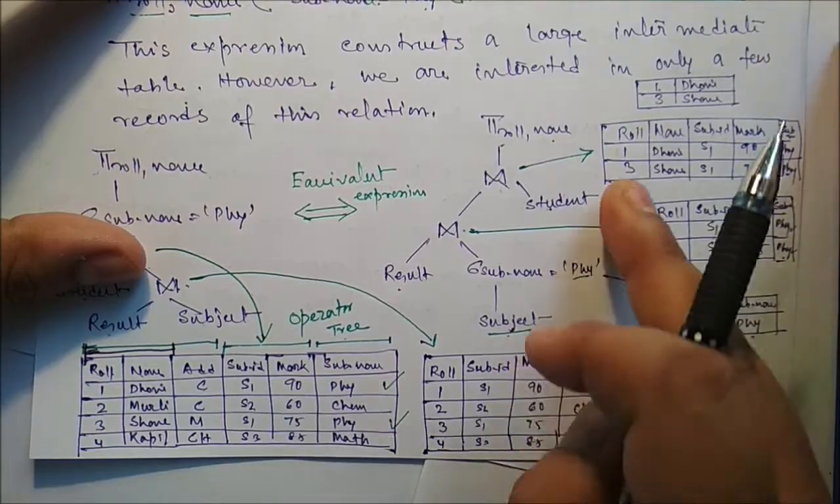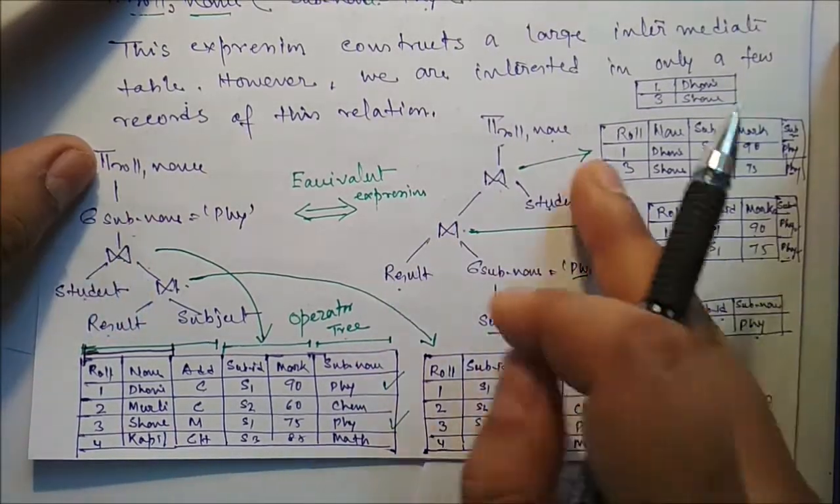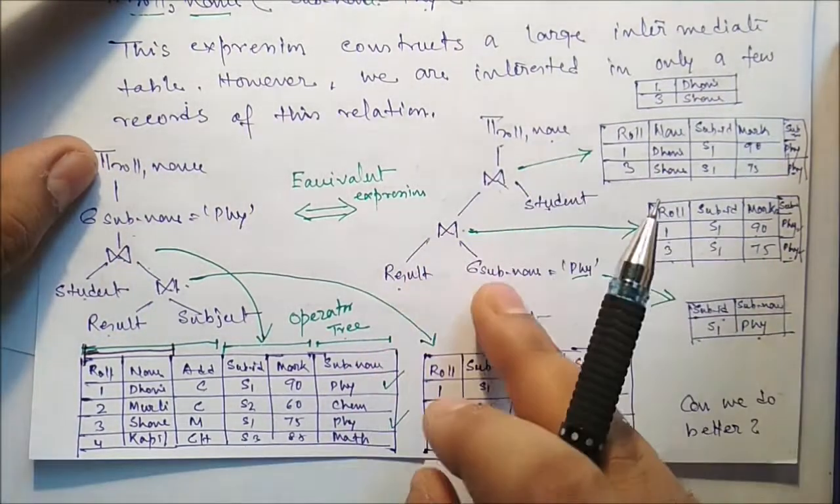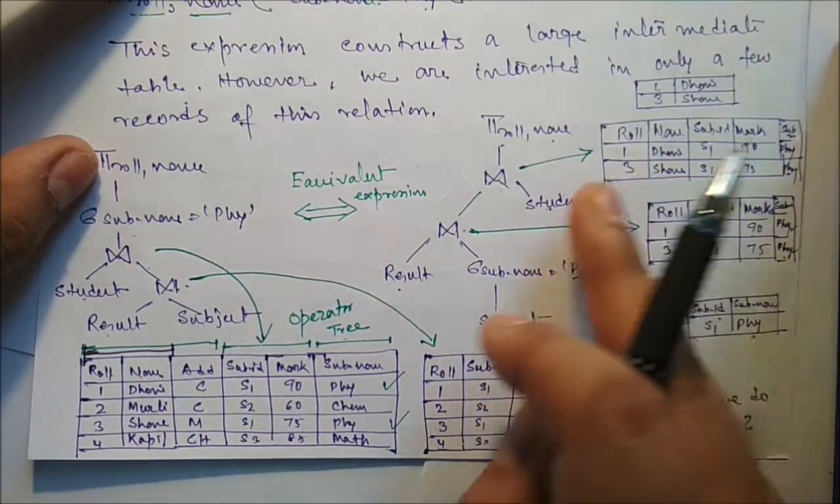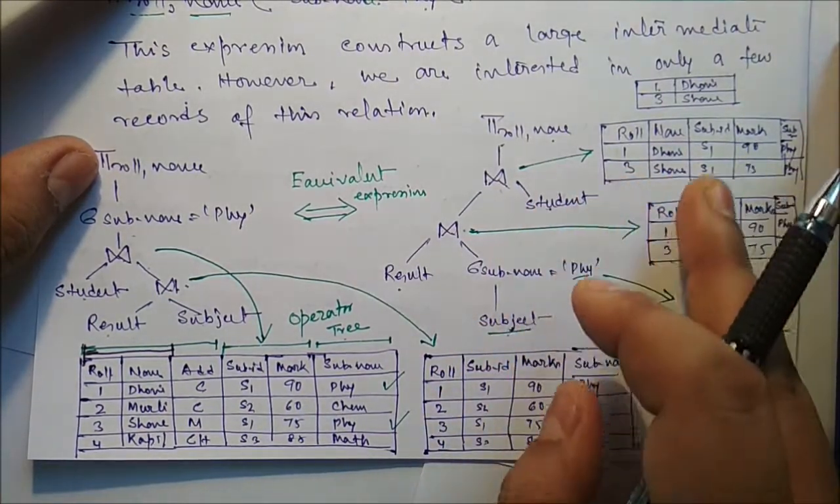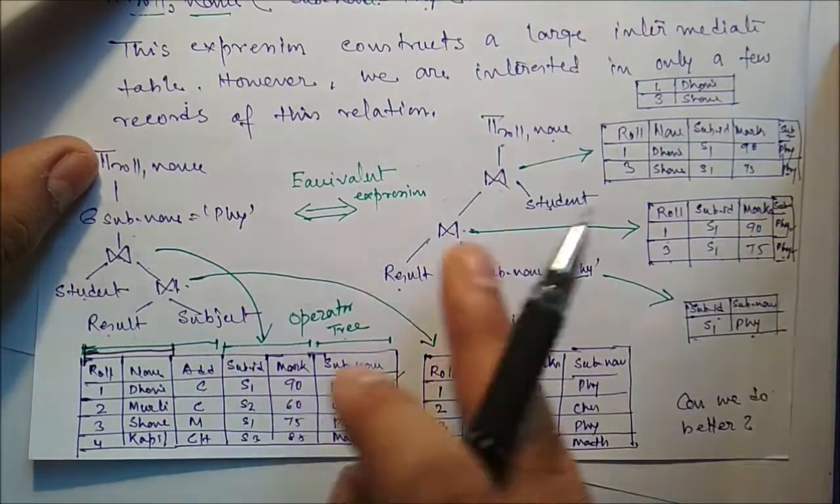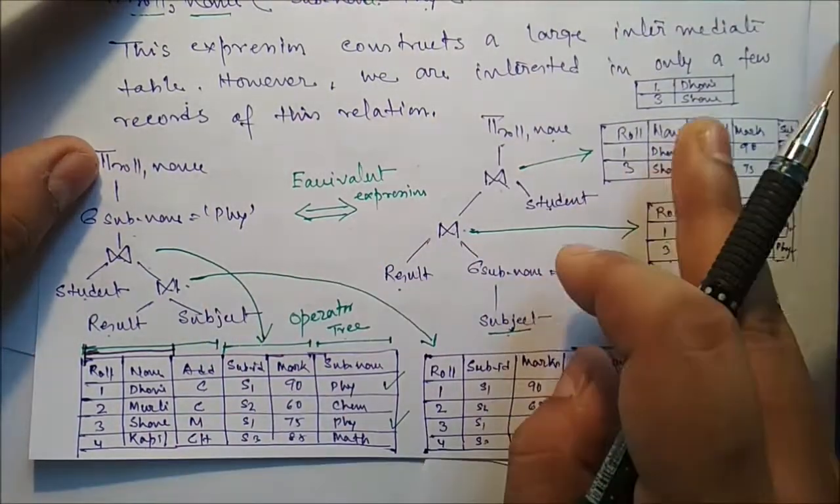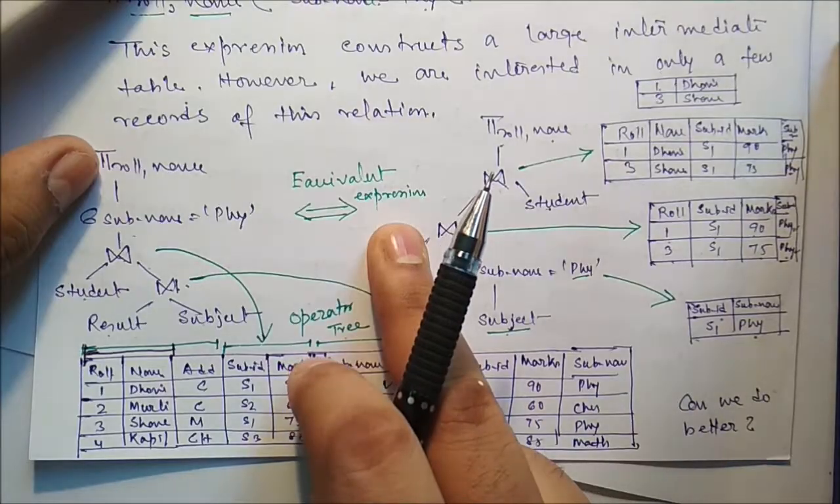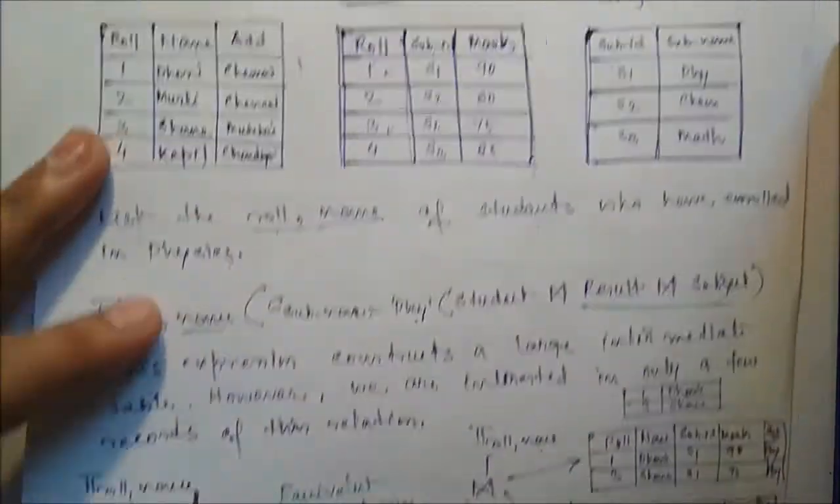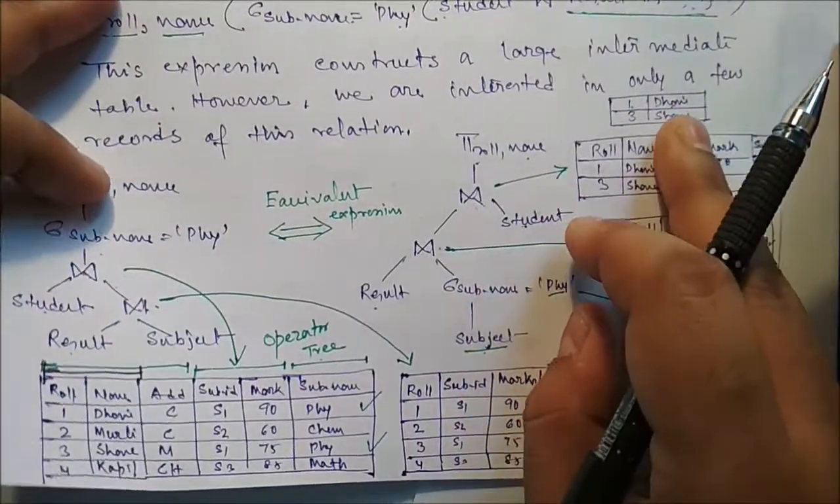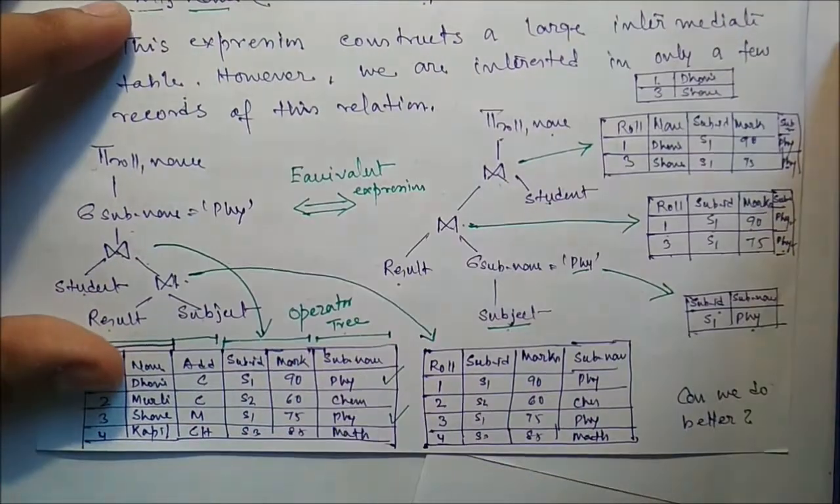So obviously this particular evaluation plan is better than this particular evaluation plan, because it generates a small amount of intermediate tables, and both expressions create the same output, hence they are called equivalent expressions. Both expressions are equivalent because from the same tables they will generate the same output for the given query.